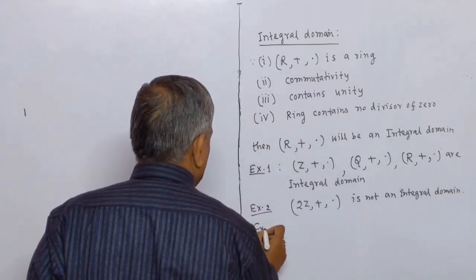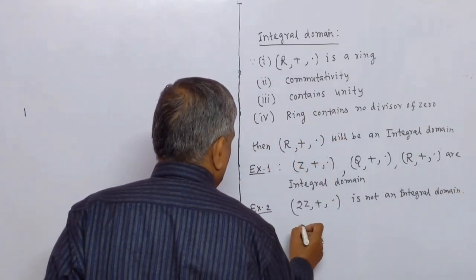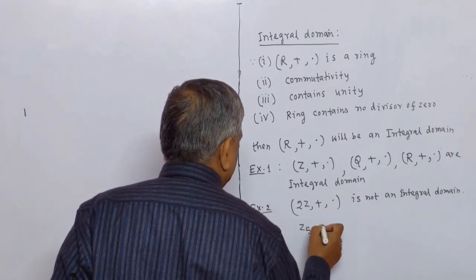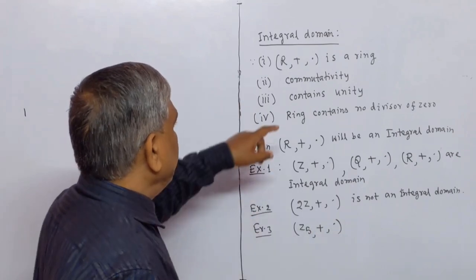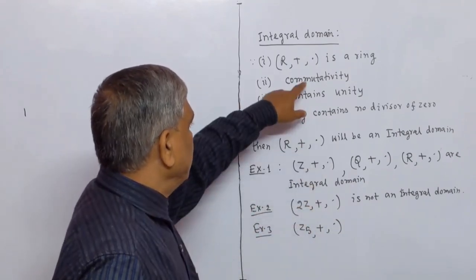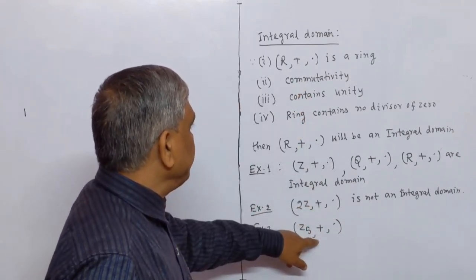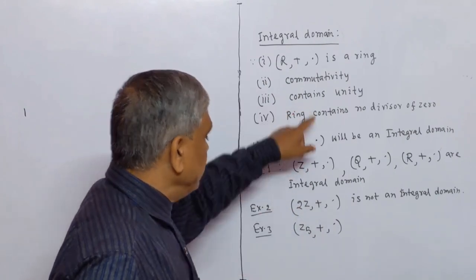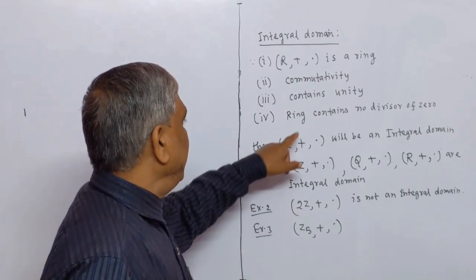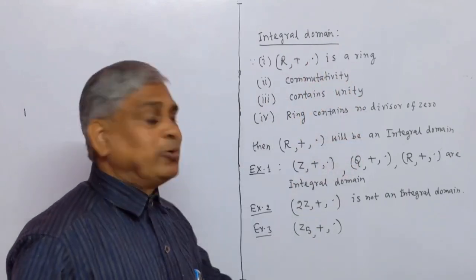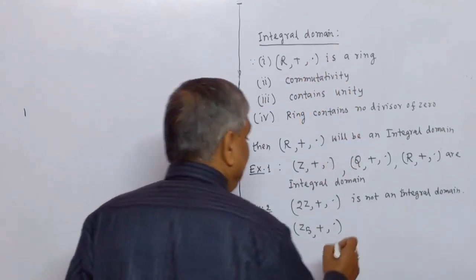Example 3: (Z5, +, ·). Here this is a ring, it also fulfills the commutative property, it contains unity 1 bar, which belongs to Z5, and it contains no divisor of 0. Therefore this is an integral domain.